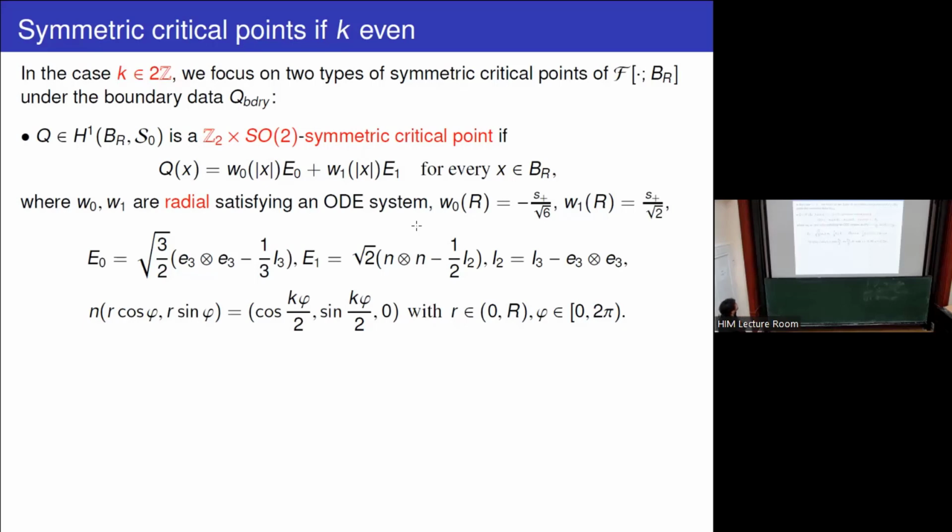Okay. And the important thing here is that if you use this kind of basis, this symmetry, Z2 times SO2 symmetry, will amount to the fact that Q of X can be decomposed in this basis into something which depends just on the radial component. So in principle, you should have here W0, R, and phi. However, because of the symmetry that I mentioned, it can be shown that it depends just on R.